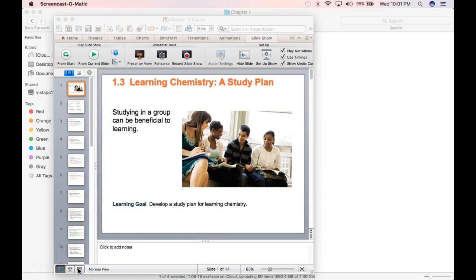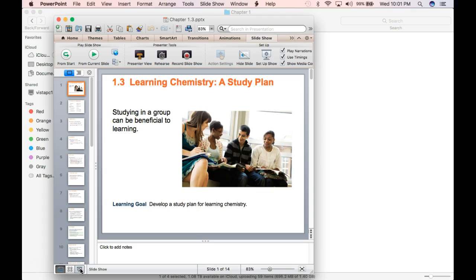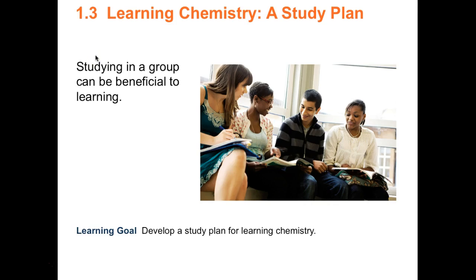Okay, so this is continuing with chapter 1, and here we're talking about section 1.3. There's not much chemistry here except in the sense that I'm trying to get you to develop a good plan of study for studying chemistry. A good plan to study chemistry would be to start out by taking an active part in your study group.